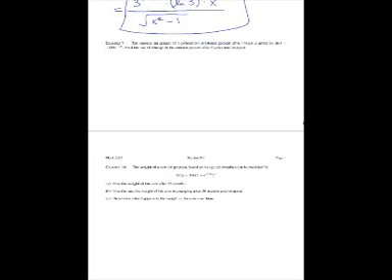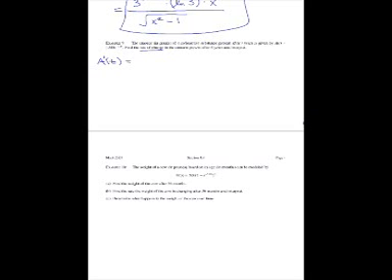Example 9, the amount in grams of a radioactive substance present after t years is given by A of t equals 1200 times e to the negative 0.1 t power. Find the rate of change in the amount present after 6 years and interpret. So anytime you're looking for rate of change, that tells me you want the derivative. So we need to find A prime of t.